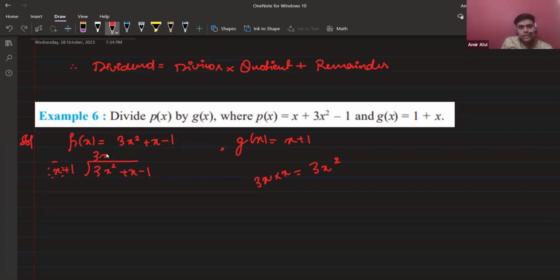So it is 3x. I'm writing 3x, so it will be 3x square. Yes or no? Yes. Multiply this one with 3x. What will you get? Positive 3x square. Yes or no? Yes. And in division, what will you do? You just subtract the thing which is nearer to the term. Sir, minus 2x minus 1.